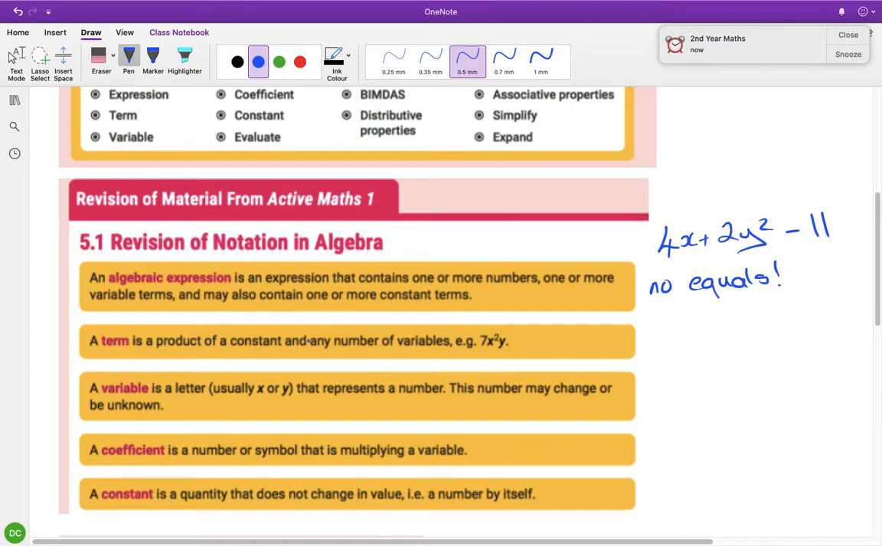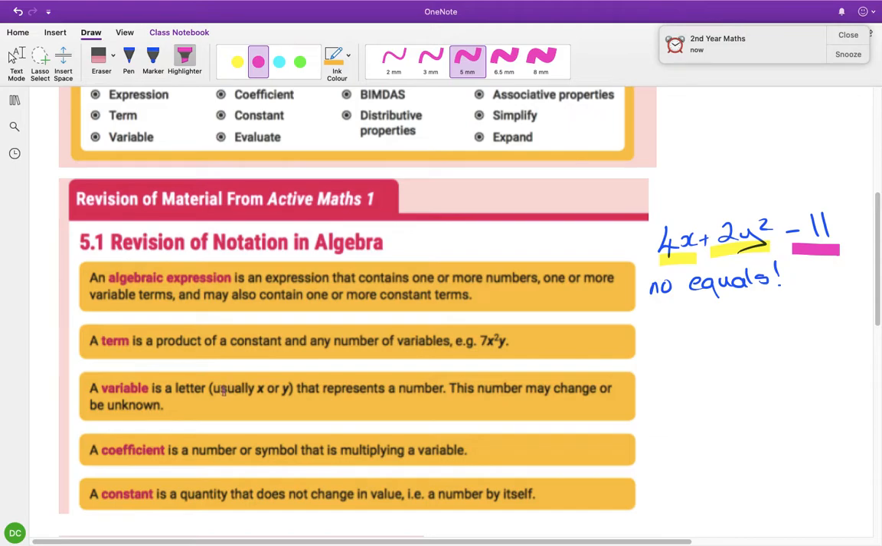Next thing is the term. A term is a product of a constant or any number of variables. Essentially, to make it as easy as possible, 4x is the first term in that expression. 2y squared is the second term in that expression. And minus 11 is the third term. So that expression has three terms. Is that alright?